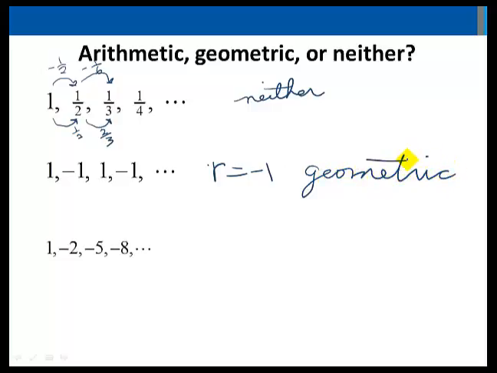Third, I have 1, -2, -5, -8, etc. As I go from each term to the next, I'm going to subtract 3, and that works for all of these numbers. So I have a common difference here of -3. This would then be an arithmetic sequence.